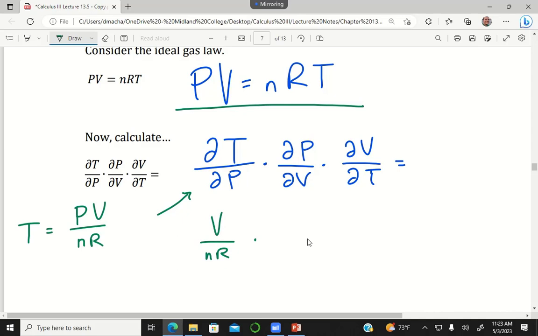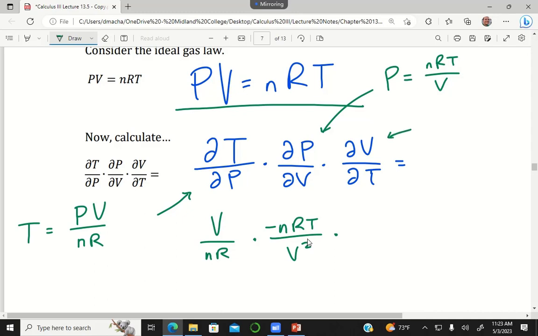Now, what if I want to take the partial of p with respect to v? Then I could write p equals nRT divided by V. What's the partial derivative with respect to V? Yeah, I pick up a negative, because that's V to the negative 1 power: negative nRT over V squared. Okay.